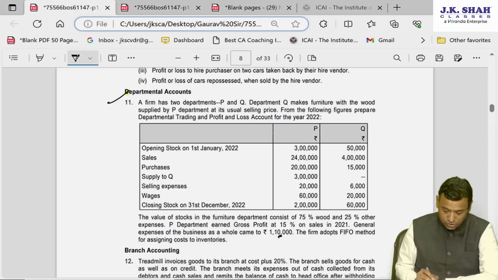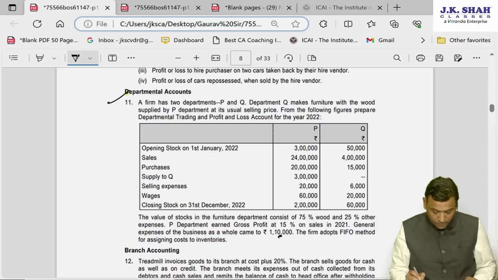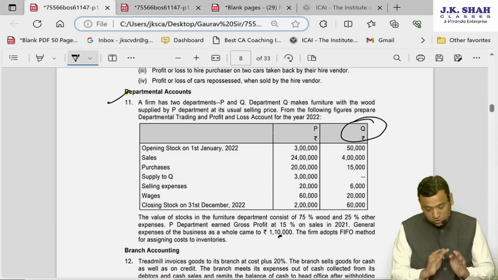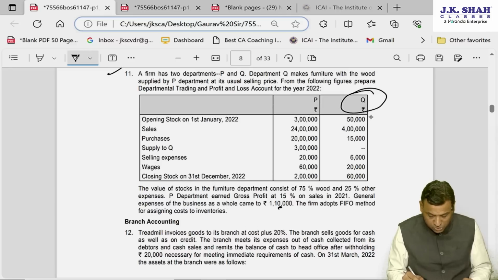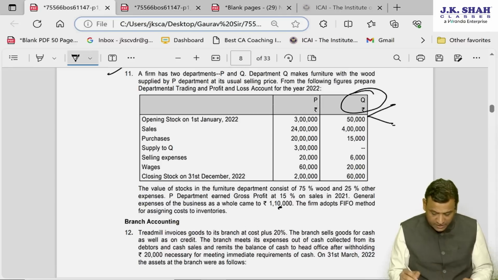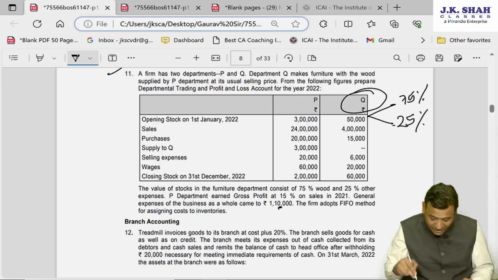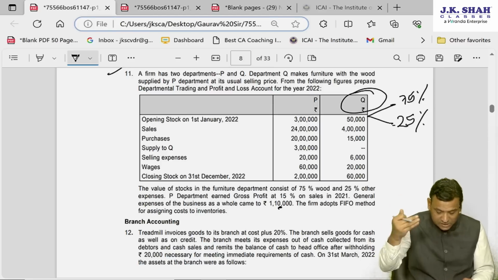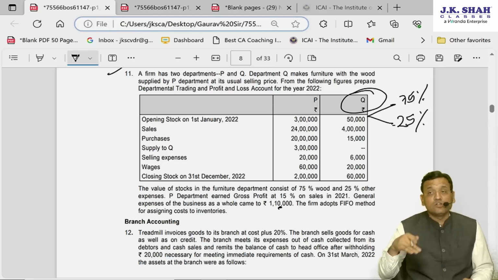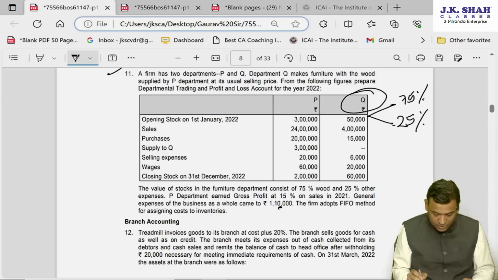Now my dear friends, don't you think this opening stock of the receiving department, that is Q department, will be including goods from P? But this opening stock we have to bifurcate: 75% is wood, 25% is other expense, and whatever is wood, on that there is a profit margin of 15% on sales. So that opening stock reserve we have to do. Rest everything is the same. Same thing is with the closing stock.